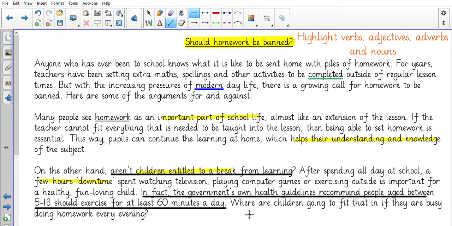So what I want you to do now is highlight any of the features, magpie some of those ideas that you think may be useful to your writing on Friday.